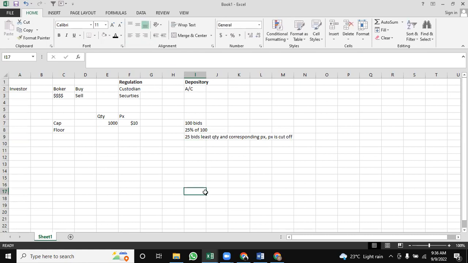Now, if the average price came up to $8 and someone bid at $10, they don't have to pay $10, they pay only $8. If someone bid hypothetically at $5, now they have to pay $8. Is this clear? Yes, ma'am.